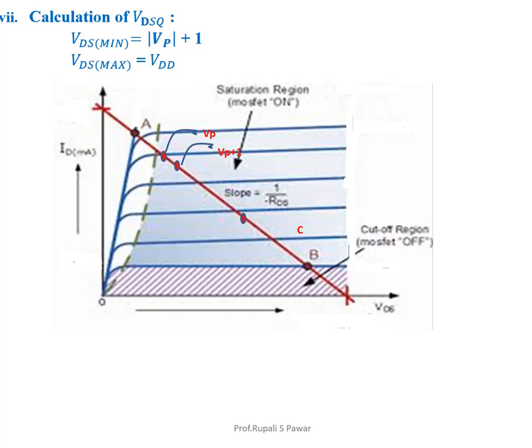And that's why VDS max, the maximum voltage, is taken as VDD and VDS mean is taken as VP plus 1. Actually it is VP, but to add the safety margin we are taking VP plus 1. So center will be the center of these 2 points. So VDS mean here for this example is 6 plus 1, that is 7 volt, and VDS max is 20, that is VDD.